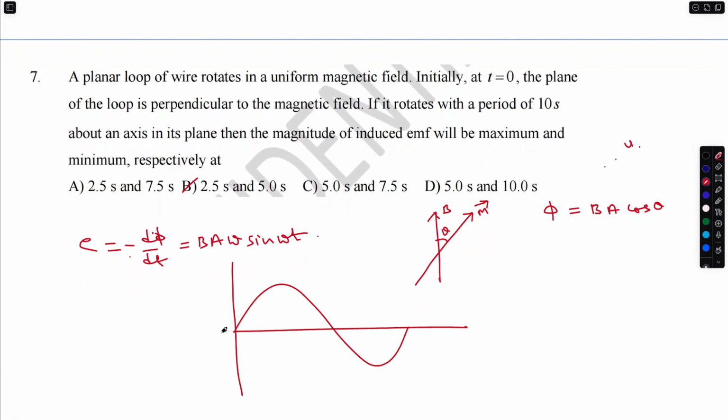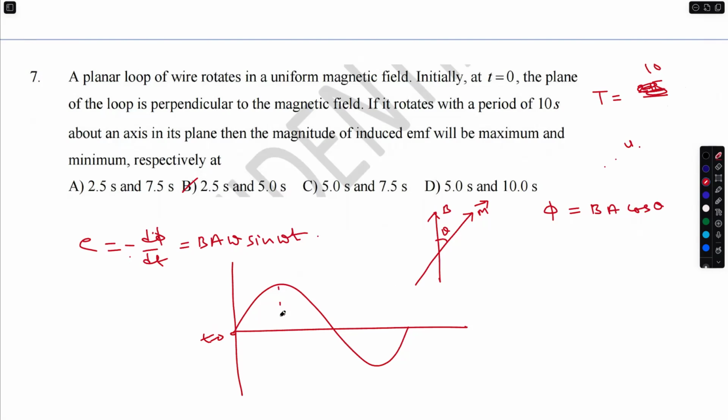This is the graph. At t equals 0, the plane of the loop is perpendicular to the magnetic field, right? Here you are at t equals 0. What is the time period of this? 2 pi by omega. The time period itself is 10 seconds.